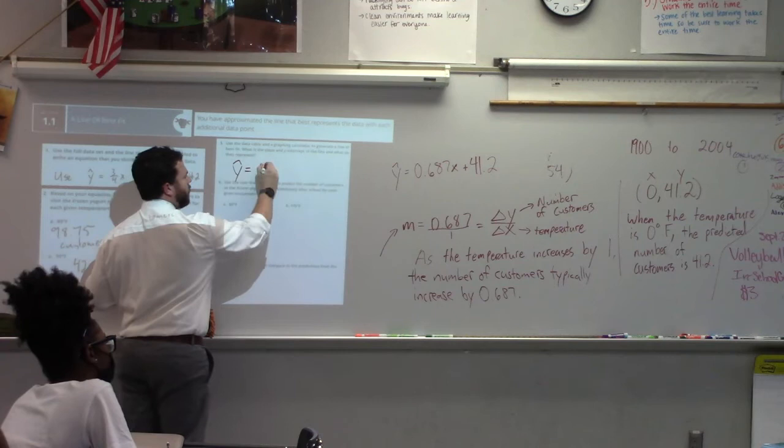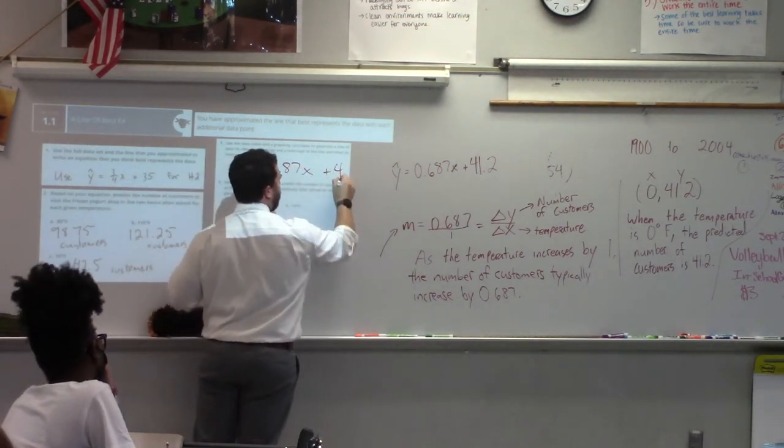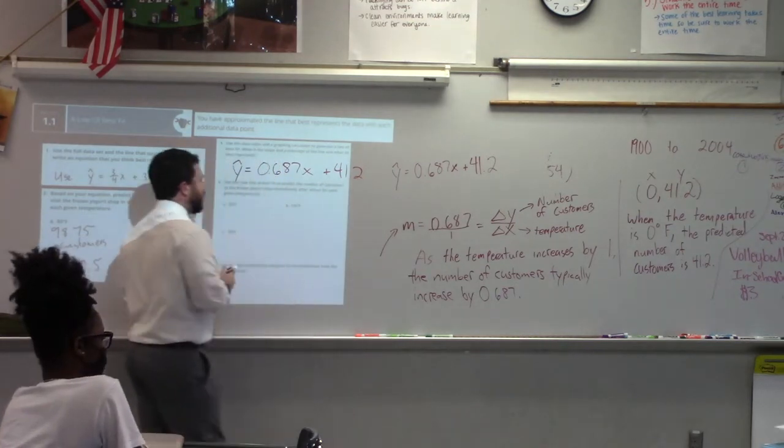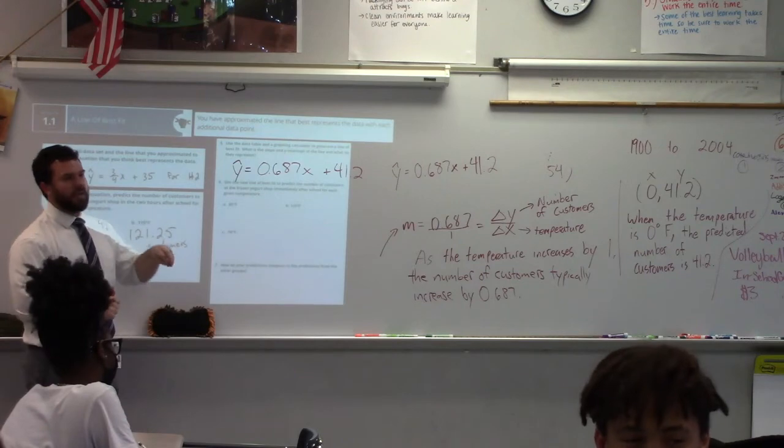We have y hat equals 0.687x plus 41.2. It says now use the new line of best fit to predict the number of customers.